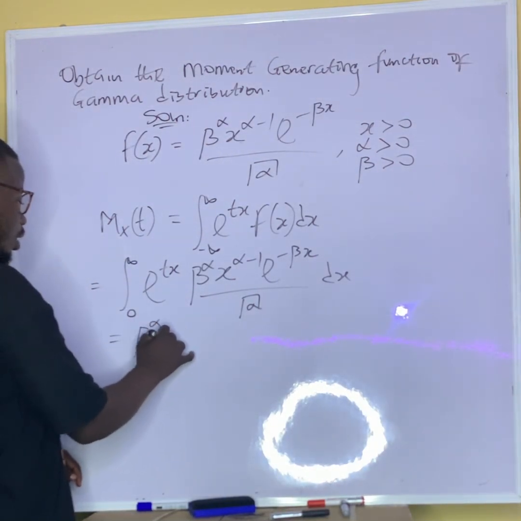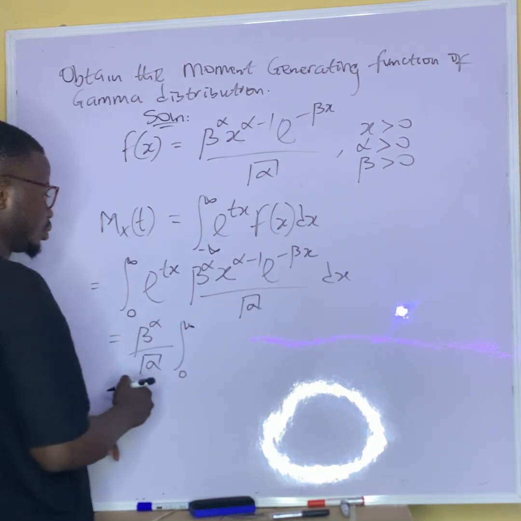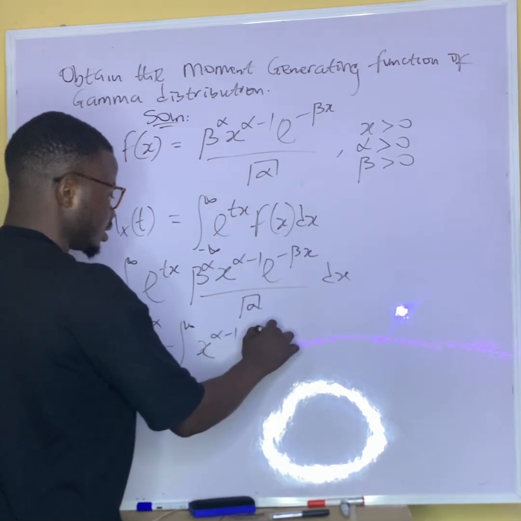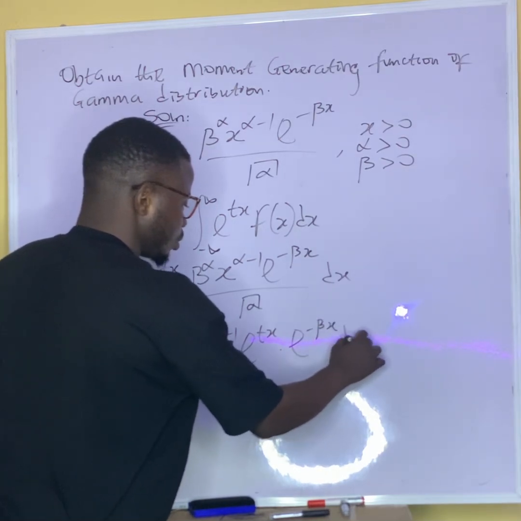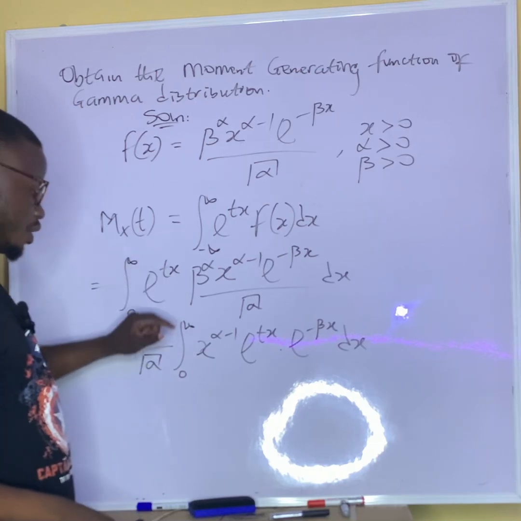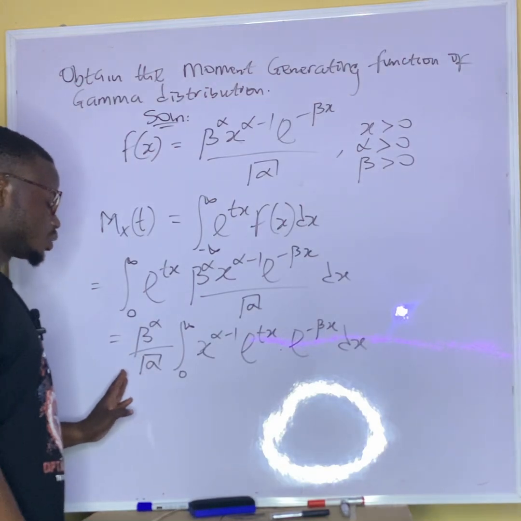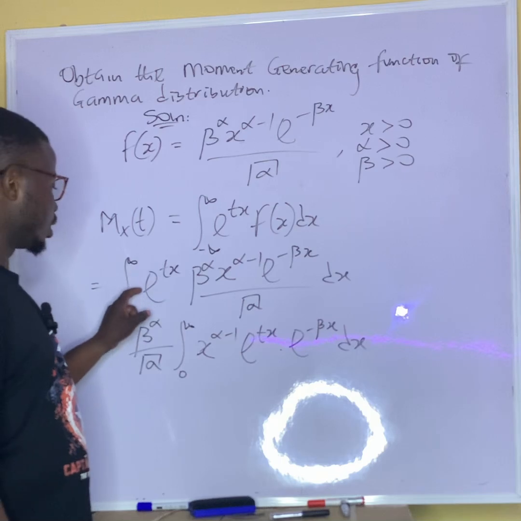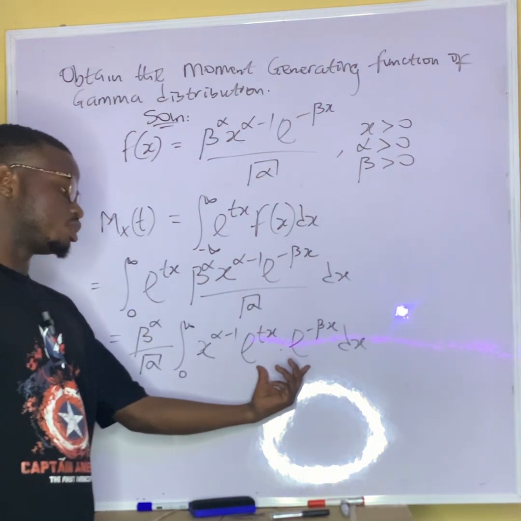So you are going to have beta raised to the power alpha over gamma alpha, integral from 0 to infinity, of x raised to the power alpha minus 1, exponential tx times exponential minus beta x, dx. Beta raised to the power alpha is a constant and gamma alpha also is a constant, so we factor them out. We write x raised to the power alpha minus 1 first, then bring exponential tx and exponential minus beta x together.